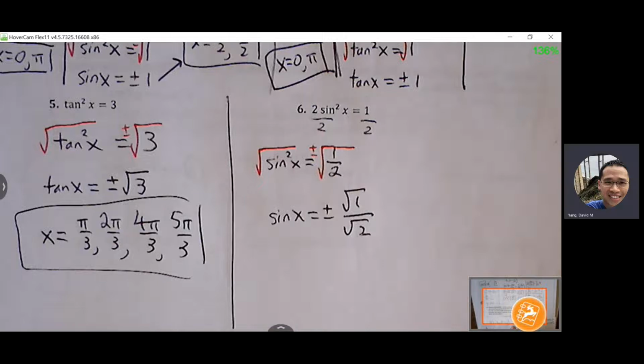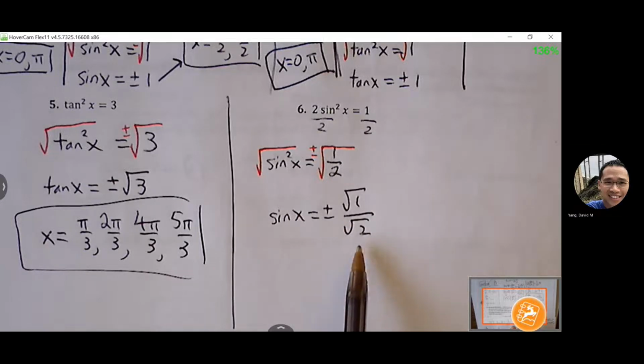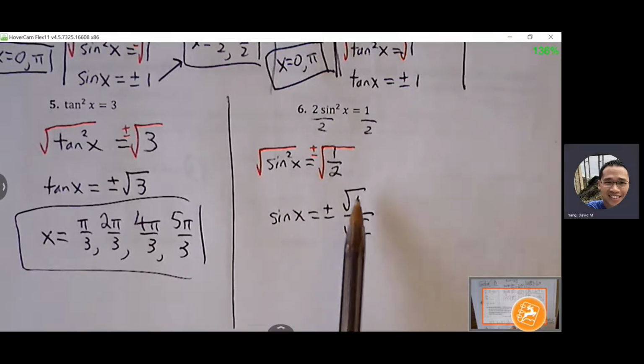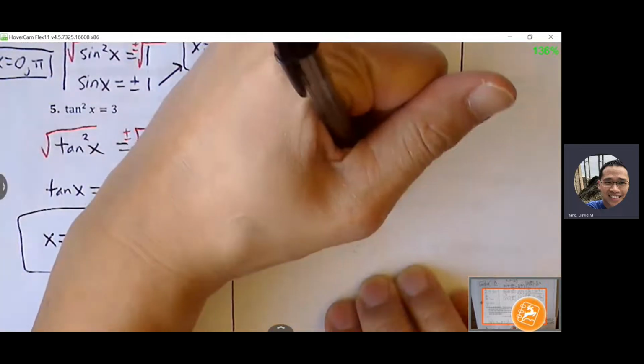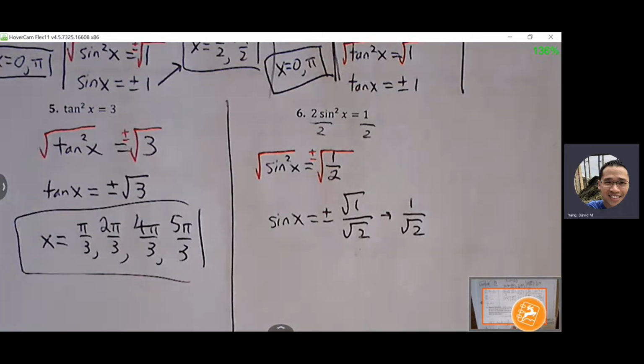Okay, square root of 1/2, the same thing as what? Same thing as root 2 over 2, right? You know root 1 is just 1. And then if I rationalize that denominator, I can get it to look like root 2 over 2.